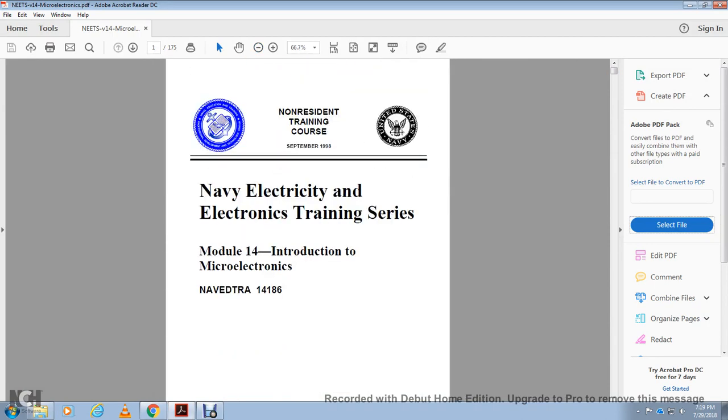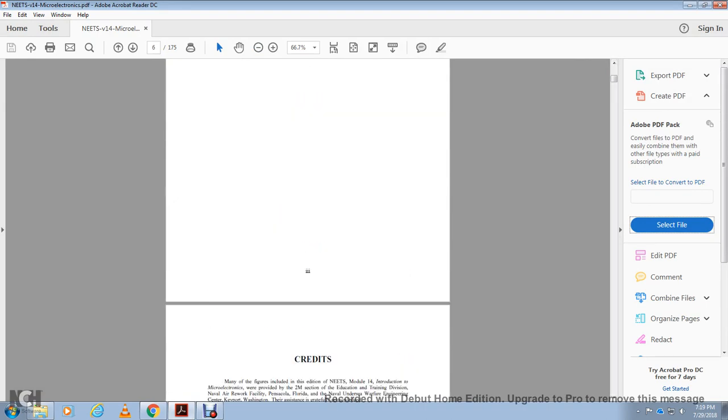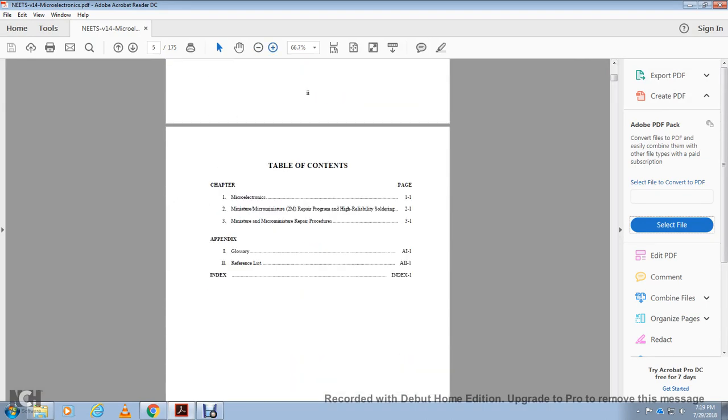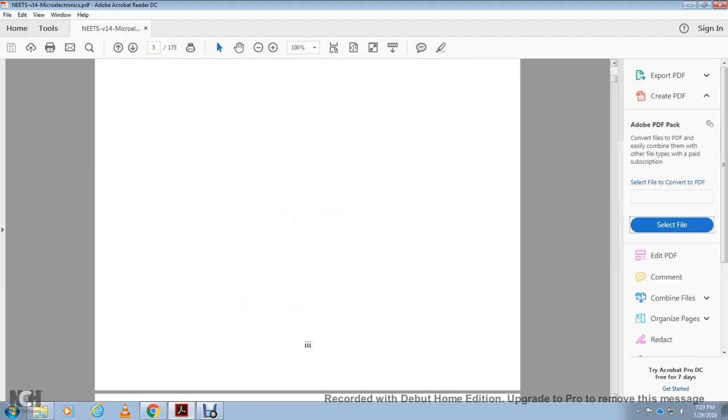Non-resident training course of the Navy Electricity and Electronics Training Series, Module 14, Introduction to Microelectronics. Approved for public release; distribution unlimited. Microelectronics, miniature/microminiature (2M) repair program, high reliability soldering, micro-miniature repair procedures, appendix, glossary, reference, index.